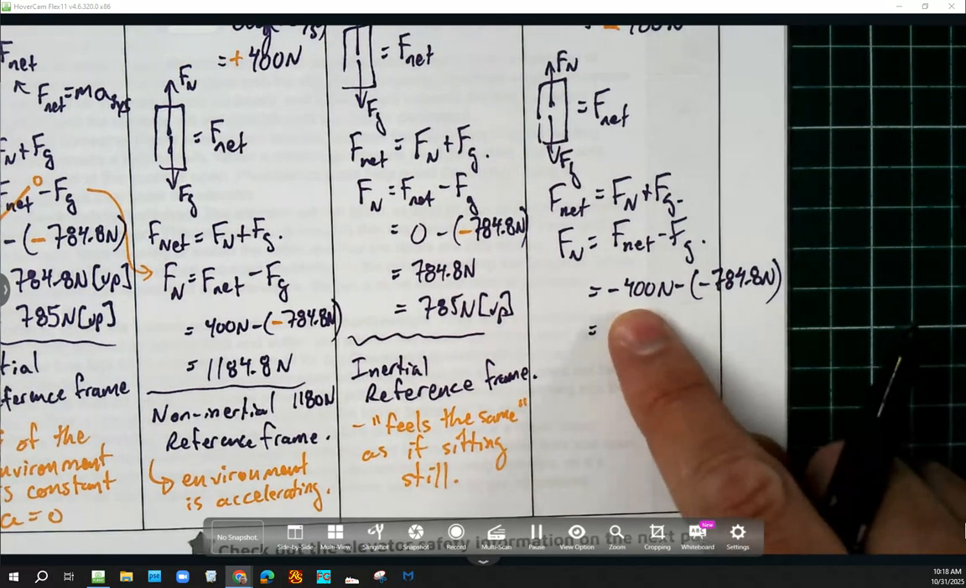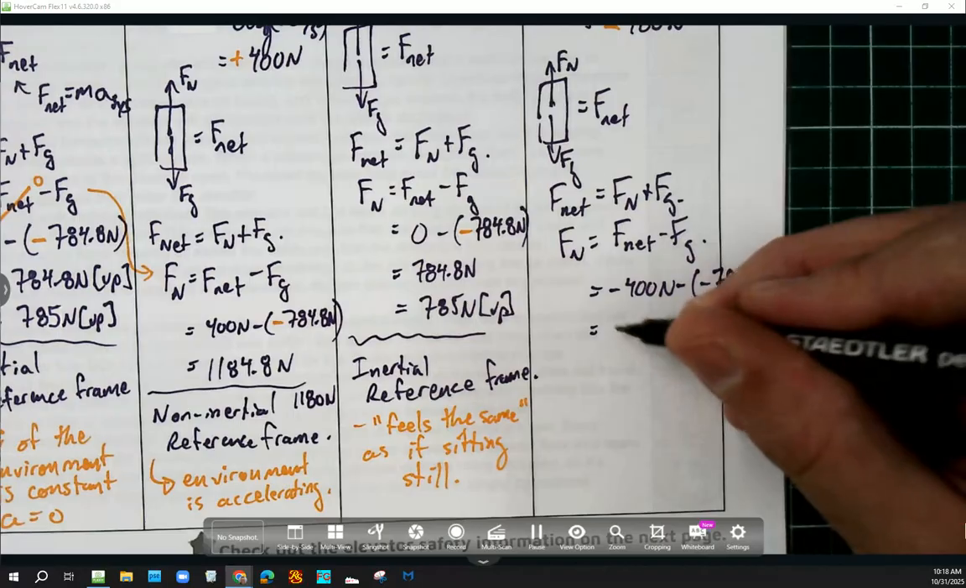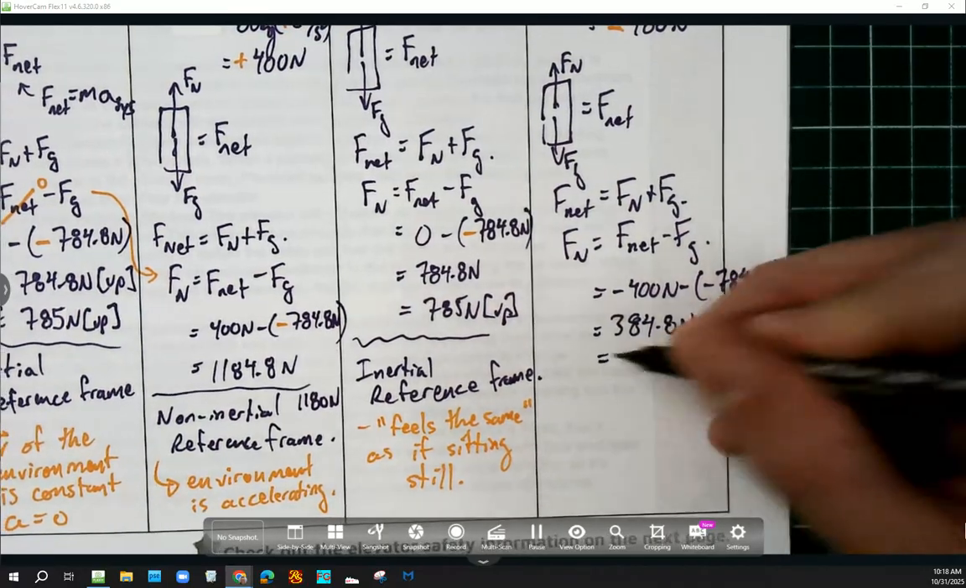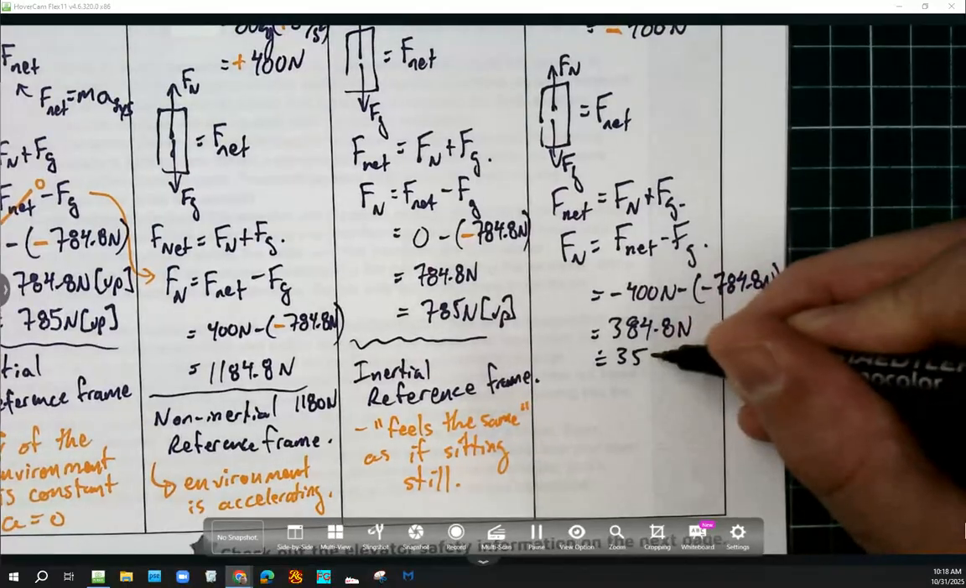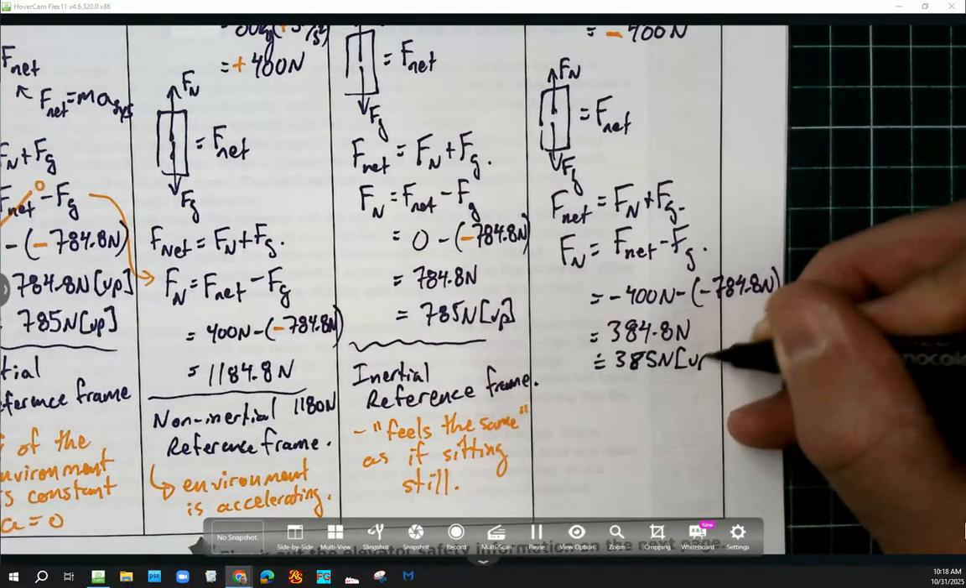Negative 400 plus 784.8 is 384.8 newtons. We can round that off to 3 sig figs, about 385 newtons, and we can say that that's up.